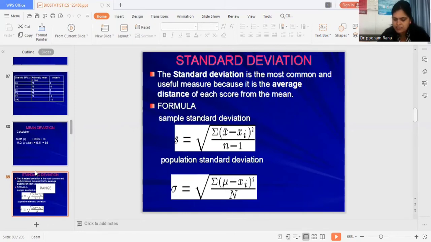The standard deviation is the most important and widely used measure of studying dispersion. It is also known as the root mean square deviation because it is the square root of the mean of the squared deviations from the arithmetic mean. The greater the standard deviation, the greater the magnitude of dispersion from the mean. A small standard deviation means a higher degree of uniformity of the observations. So you just have to remember this formula.